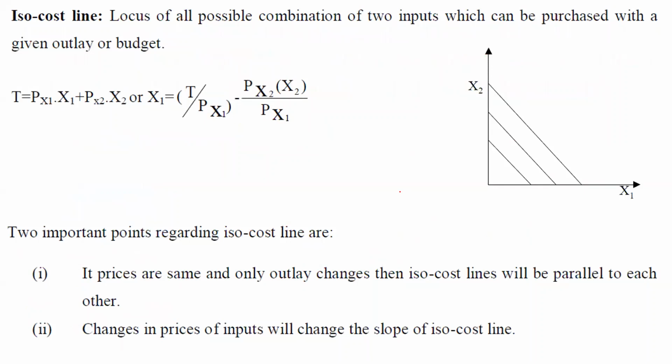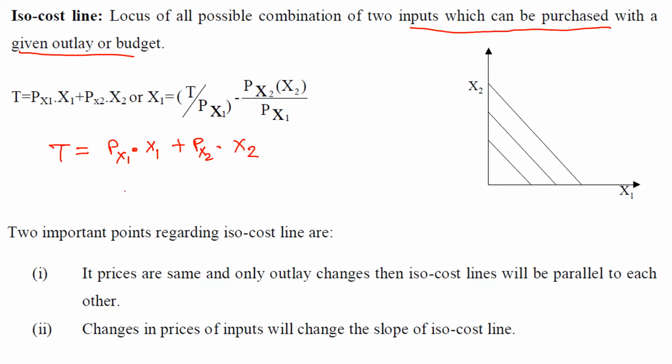Next we have the isocost line. The next concept is the factor-factor relationship. The isocost line represents the locus of all possible combinations of two inputs which can be purchased with the given outlay or budget. Whatever the farmer's budget or income is, to indicate how many possible combinations of two inputs we can purchase, we use the isocost line. Suppose that T is the total income or budget of the farmer, then that will be equal to price of X1 into quantity of X1 plus price of X2 into quantity of X2.